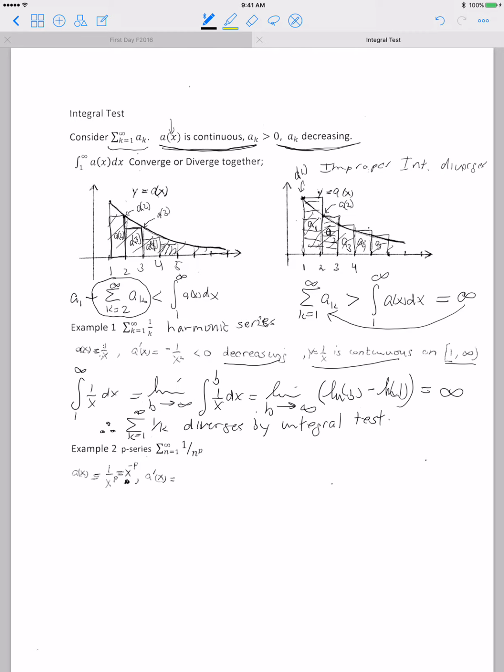Okay, let's consider a more general series. And I'm going to change my index to n just to have some variety in the names of my index, to get you used to seeing different letters for the index. So in the previous example I used k, this time I'm using n. This is called a p-series because we have the index raised to the pth power in the denominator.